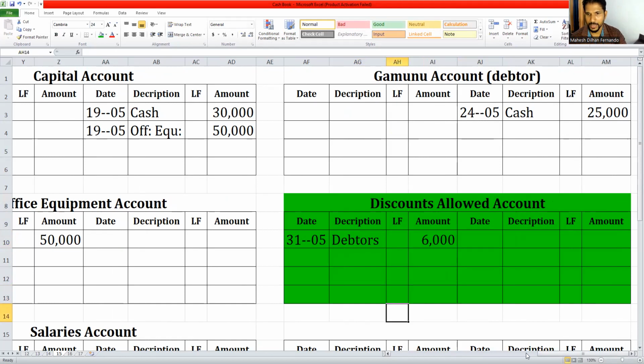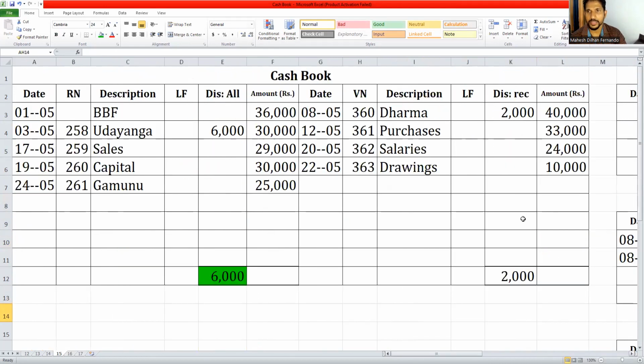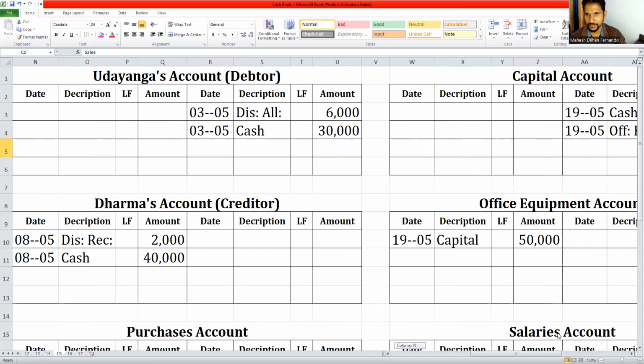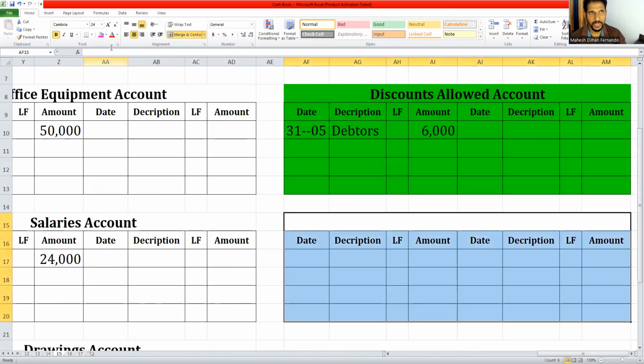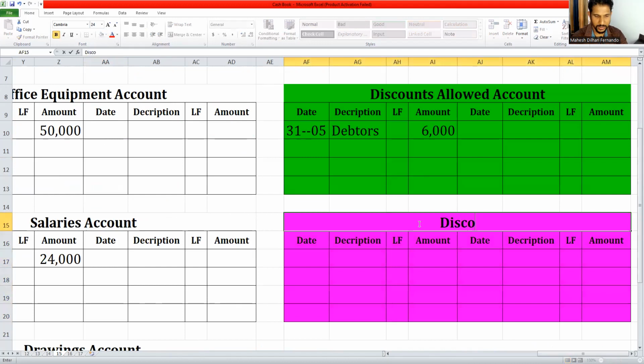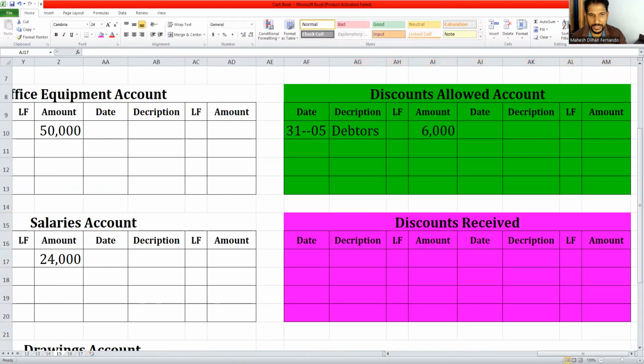Okay. And now the discounts received 2,000. Credit. Right. Make another account. That is discounts received. Credit discounts received account. The date is 31st of May. Creditors is the description. Amount is 2,000 rupees.